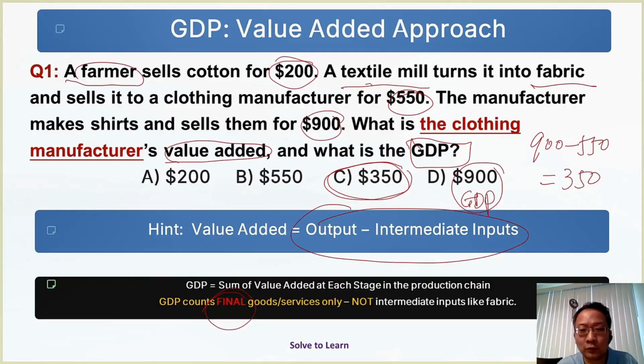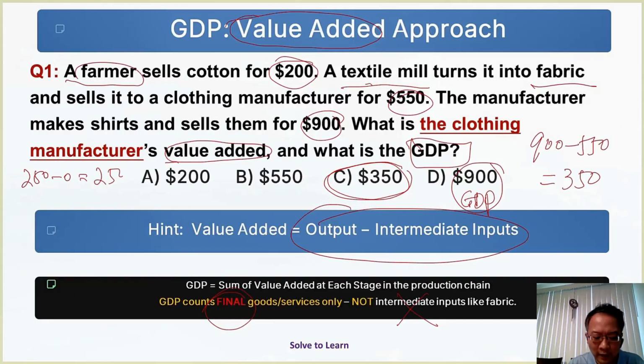Why? Because we should remember this. What's the simplest concept? Only the final products and services count. All the intermediate ones don't. So today, aren't we talking about value added? Value added is actually pretty simple. We can see how much value the farmer adds. 250 minus 0 is 250.